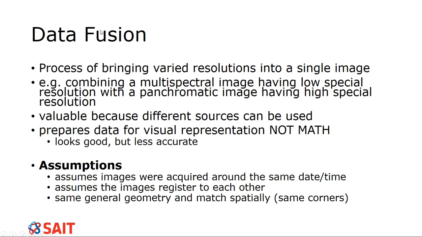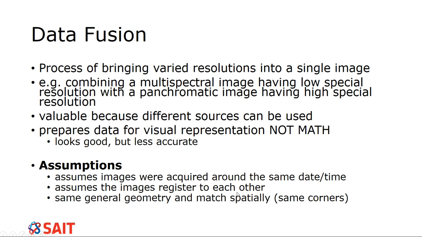So some of the assumptions that we decide on with data fusion, usually we just say that it needs to be acquired around the same date and time. So you're going to try to get it as close as possible. What's kind of neat about Landsat 8 is that it's got the panchromatic band with the multispectrals. So we can take a multispectral image and fuse it with the panchromatic, and it's done at the exact same time and day, so we don't have to worry about any changes.